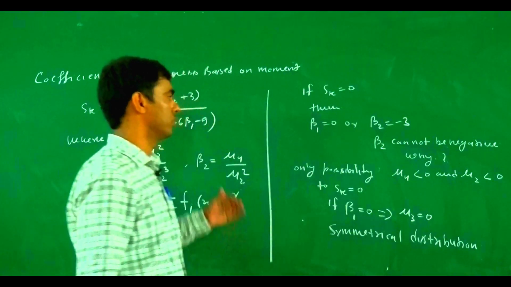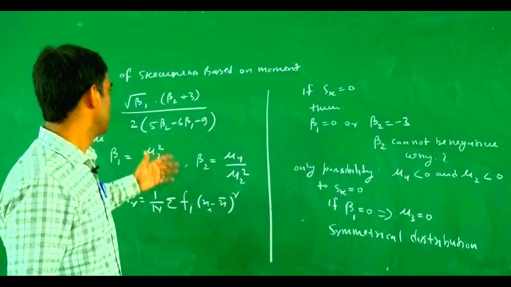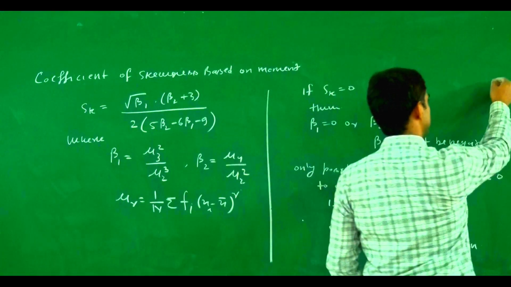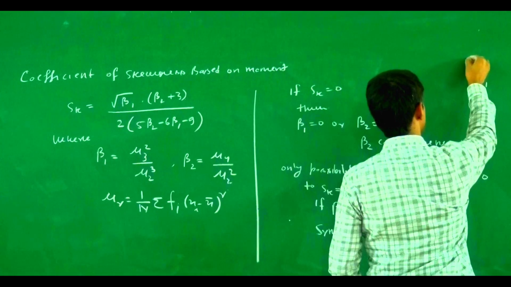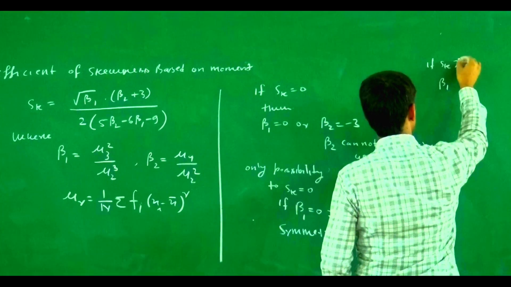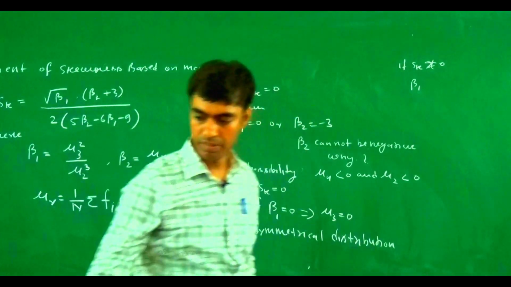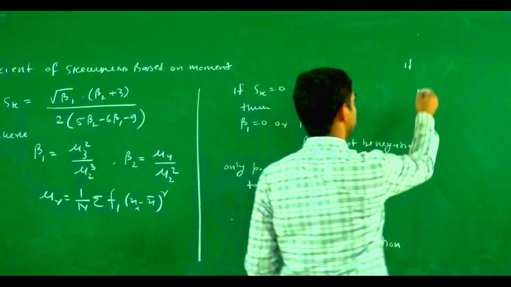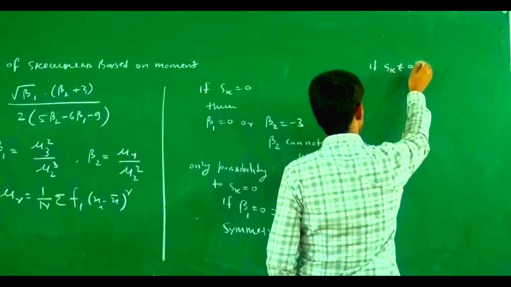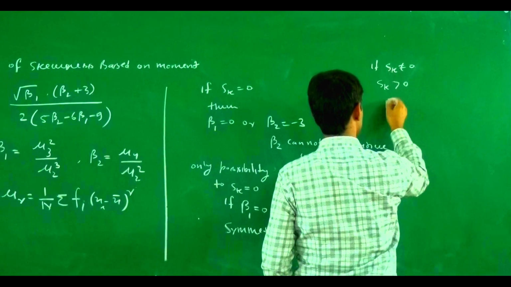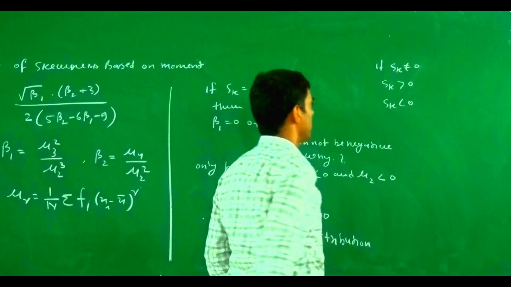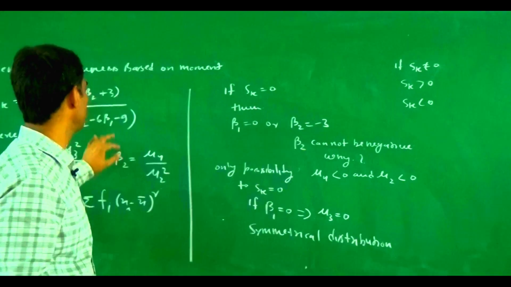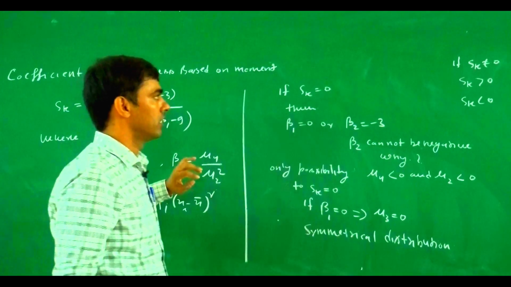So if SK does not equal 0, then there are two possibilities. Either SK is greater than 0 or SK is less than 0. So this one only depends on the value of beta 1, because beta 2 plus 3 cannot be negative.